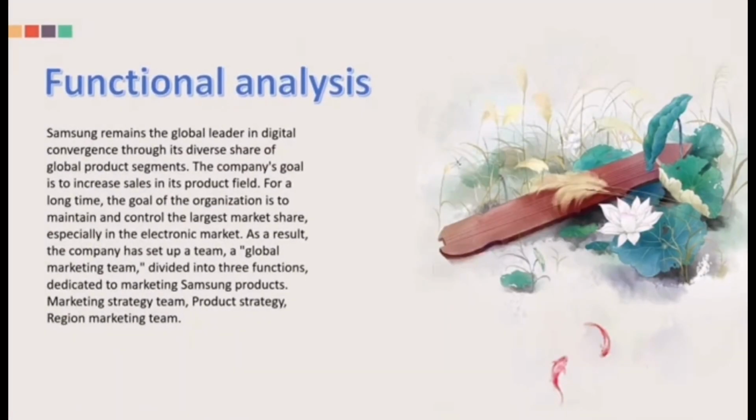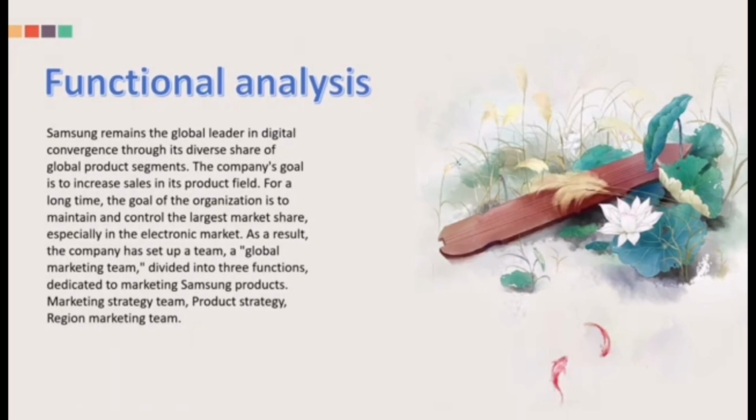And the next one is functional analysis. Samsung remains the global leader in digital convergence through its diverse share of global product segments. The company's goal is to increase sales in its product field. For a long time, the goal of the organization is to maintain and control the largest market share, especially in the electronics market.